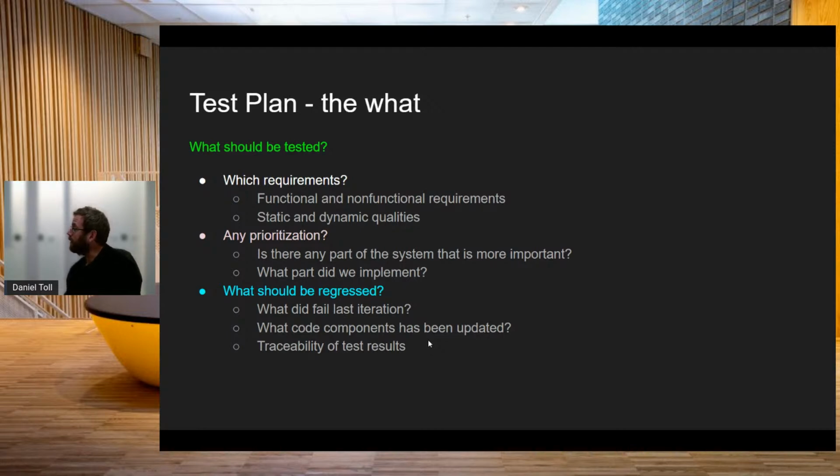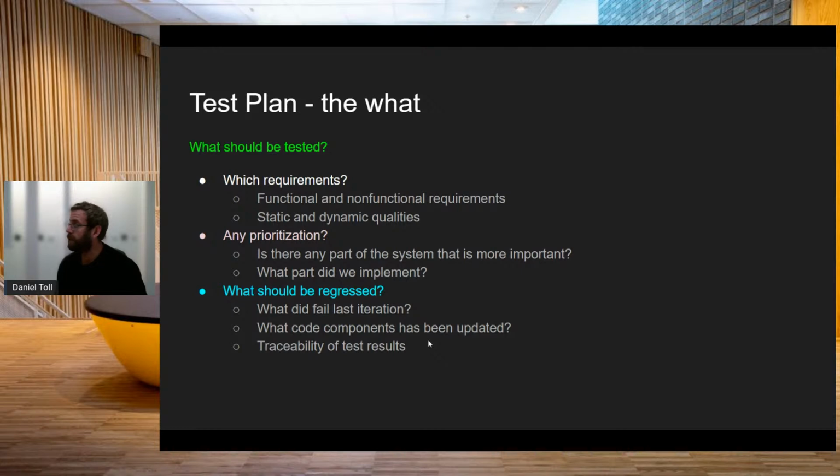We can decide on code components. Okay, this has been updated. Let's test that one. And finally, in order to be able to regression test only these components that have been updated, we need some kind of traceability between old test results in order to be able to make these decisions.